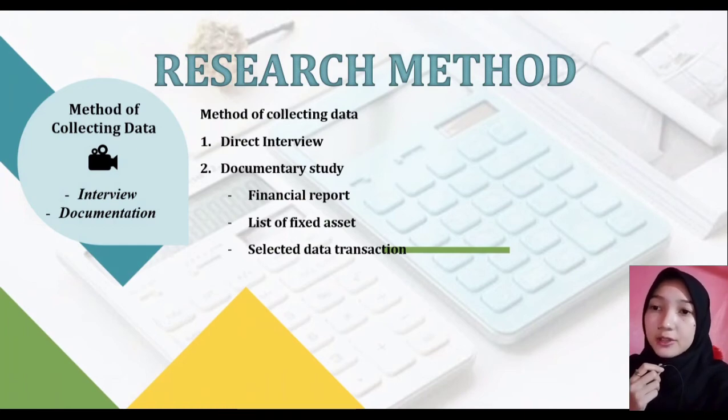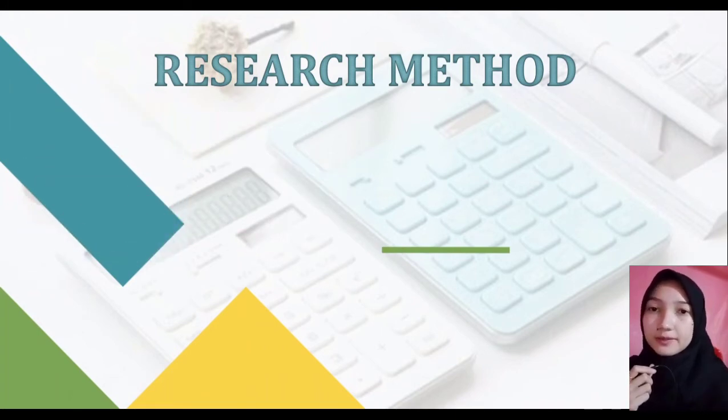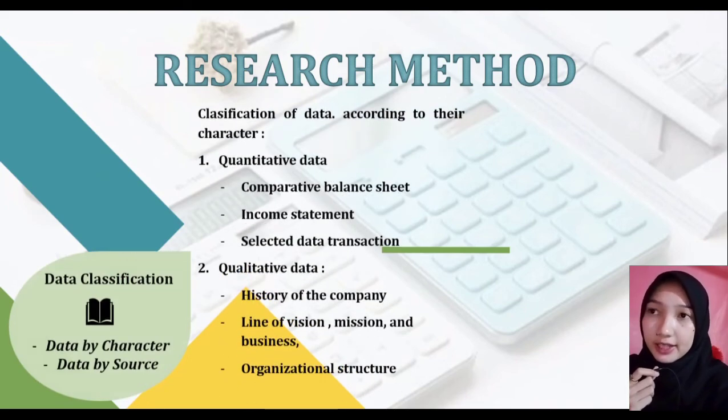In this research, I used direct interview with cooperative employees, and documentary study consisting of financial report, list of fixed assets, and selected data transaction as a method of collecting data. The second is classification of data. According to their character, there are 2 classifications of data. Number 1 is quantitative data, consisting of comparative balance sheet, income statement, and selected data transaction. And number 2 is qualitative data, consisting of history of company, vision, mission, and business, and organizational structure.